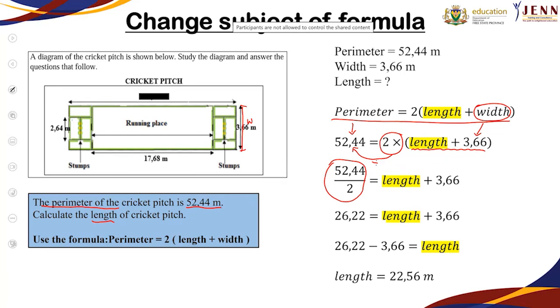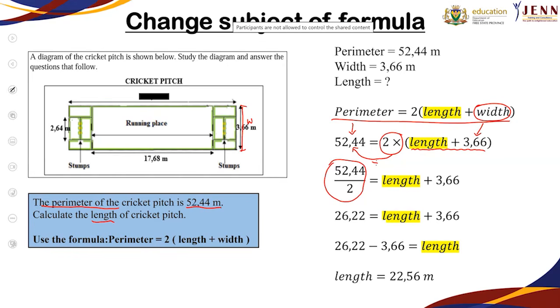So when I've got that 52,44 divided by 2 equals, what is remaining now? Remember, I got rid of the multiplication by 2. So what remains is my target, the length, plus the 3,66. Now they can lose that bracket at this step. So I can solve 52,44 divided by 2. It gives me 26,22, which equals the length plus 3,66.